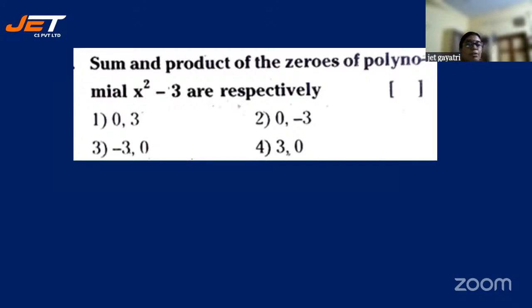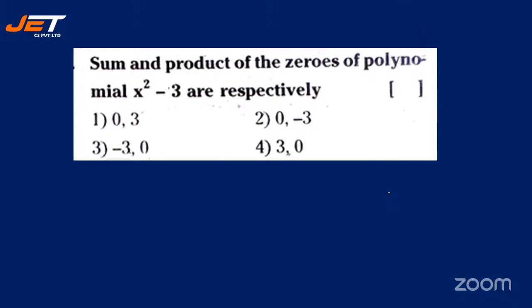Sum and product of the zeros of polynomial x square minus 3 are respectively dash. The sum and the product. All right. So I'm just giving you a minute so that you can find out the answer and let me know about this. Yes, a minute is pretty more, but no problem. You can take this to find out.